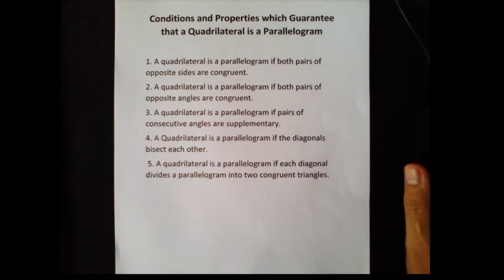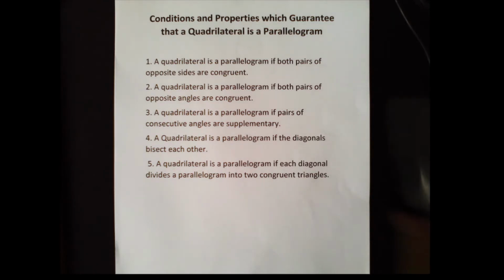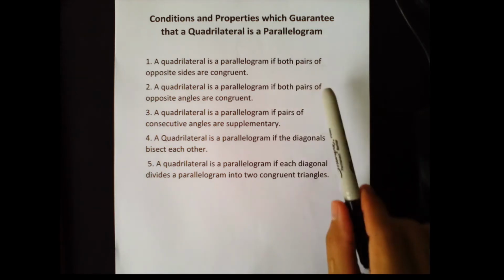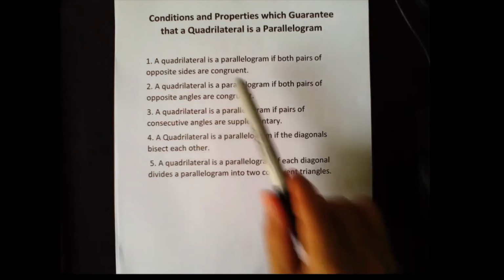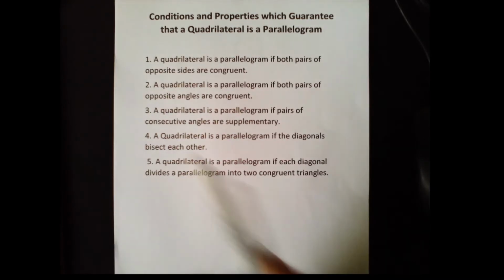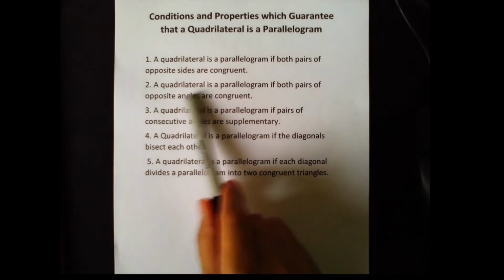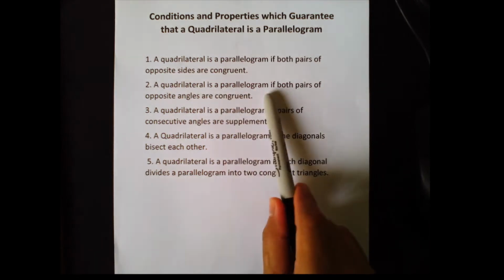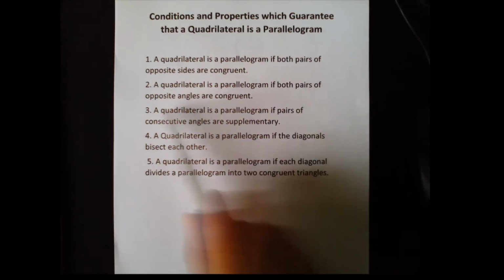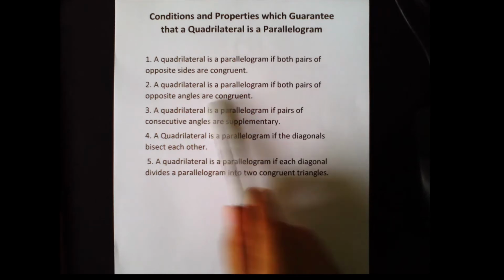Our topic today is all about conditions and properties which guarantee that a quadrilateral is a parallelogram. There are five conditions. Number one, a quadrilateral is a parallelogram if both pairs of opposite sides are congruent. Number two, a quadrilateral is a parallelogram if both pairs of opposite angles are congruent.